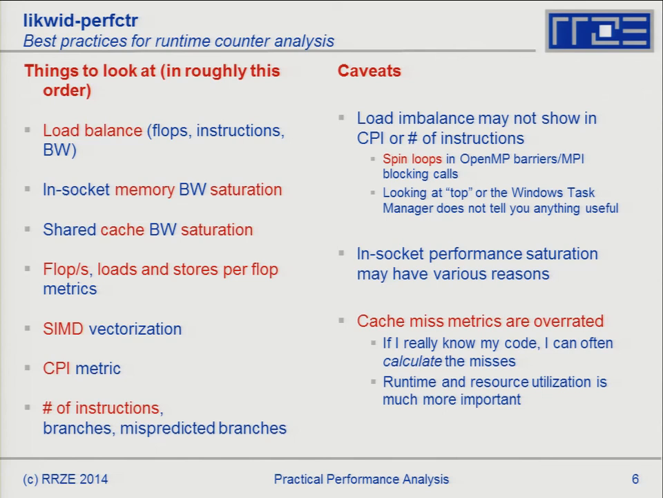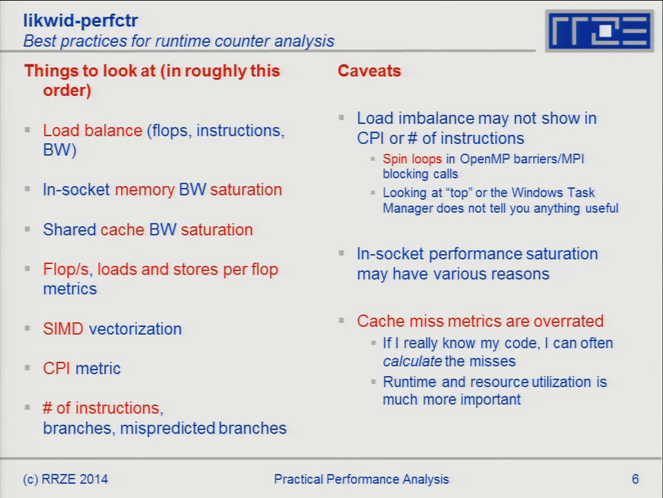So the most important thing is load balance. First, fix the load balance. It doesn't make sense to think about bottlenecks before you have fixed the load balance issue. And that's quite easy to identify with likwid-perfctr, because you can measure what's going on every core. And if one core has less work, you will see it. We have an example on the next slide.